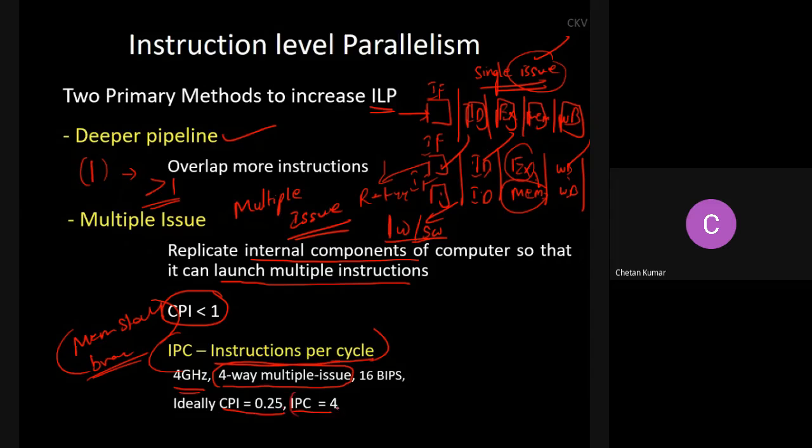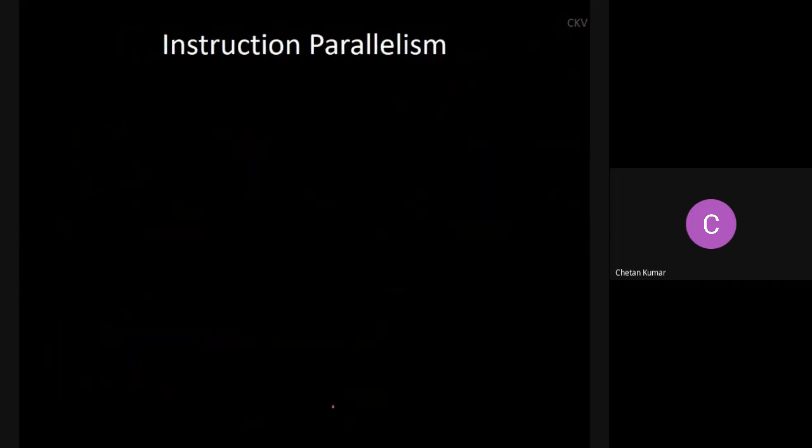Or IPC is one other parameter that will tell you this kind of information, which is 4 here. 4 instructions you'll be able to execute in a single cycle, provided that you don't have any stalls and so on. Okay. So this is another parameter that they use for multiple issue performance measurement.